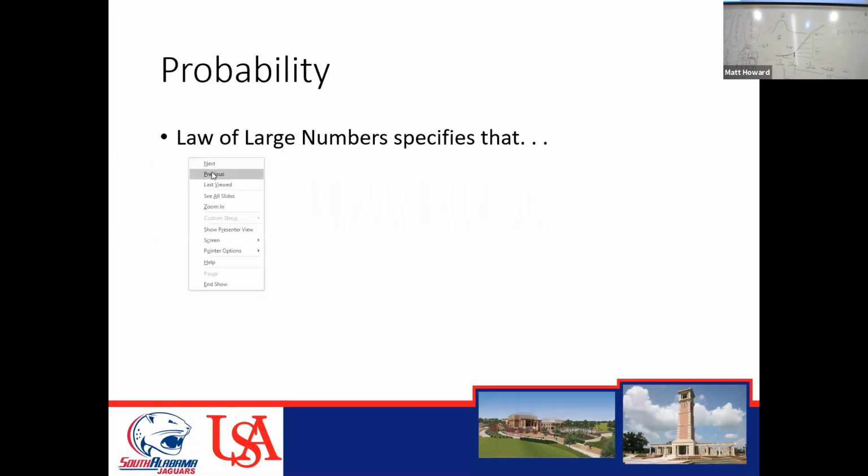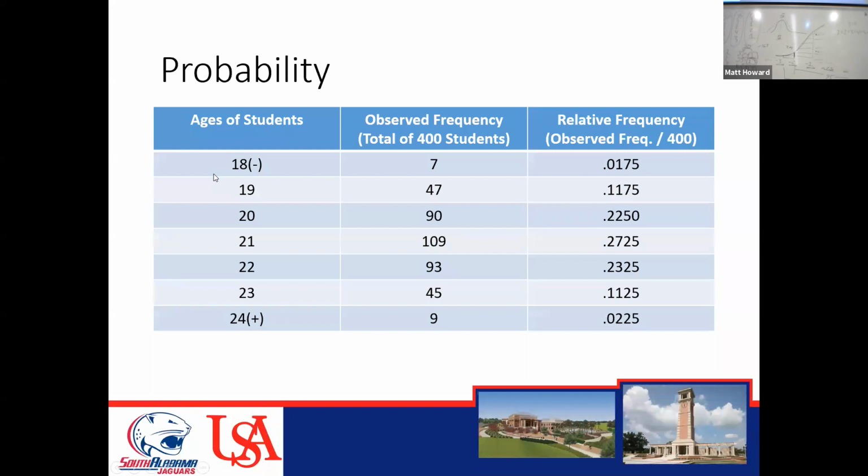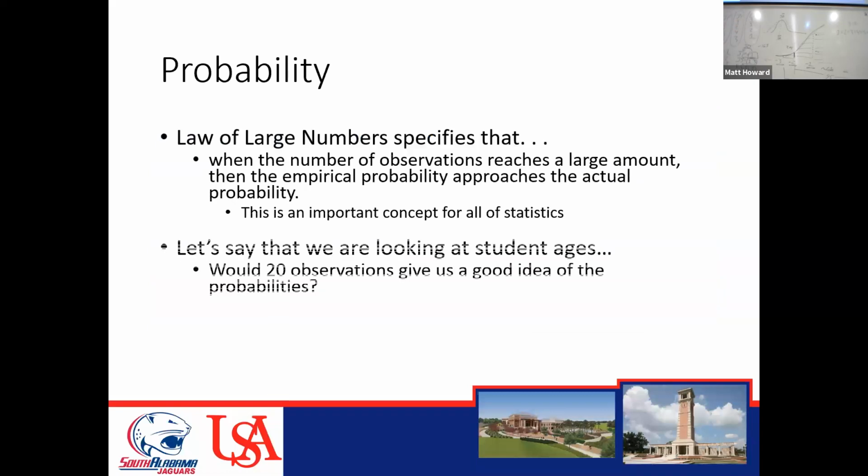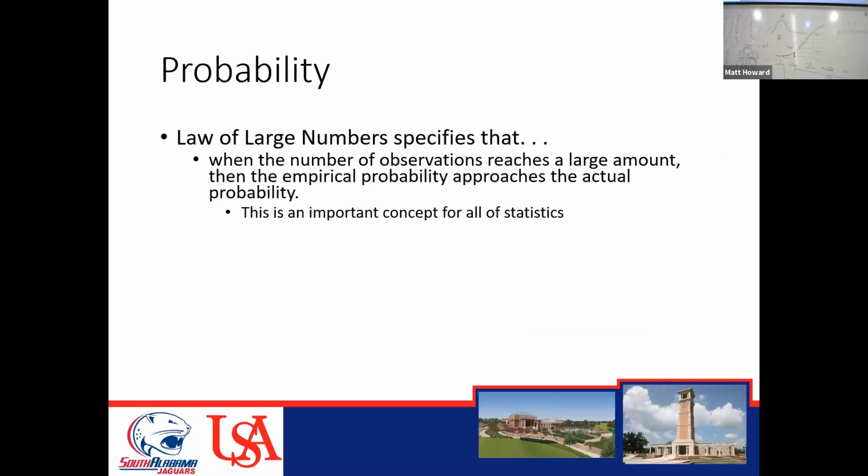So in this prior example, if we assume that 400 students was large enough, then maybe these observed frequencies are pretty close to the actual frequencies. If 400 approaches the large number cutoff for the law of large numbers, these could be close to the actual frequencies. And that's a really central idea behind all statistics.